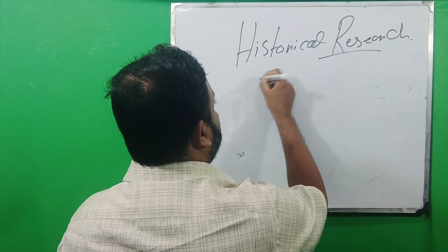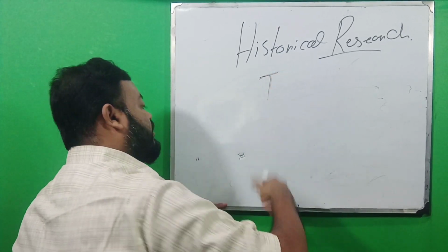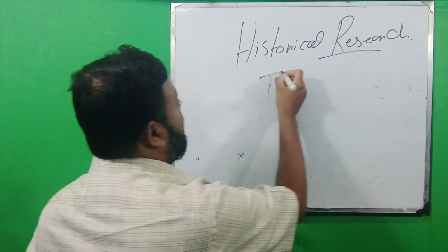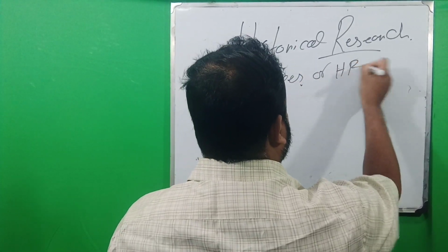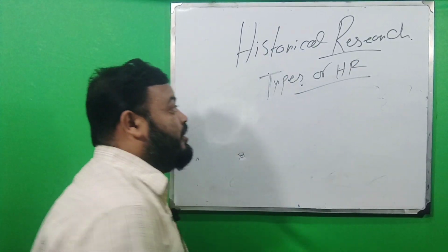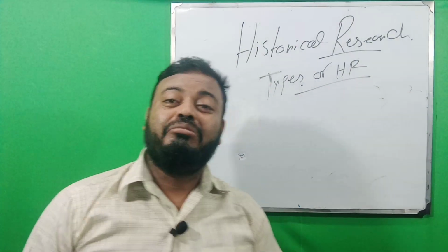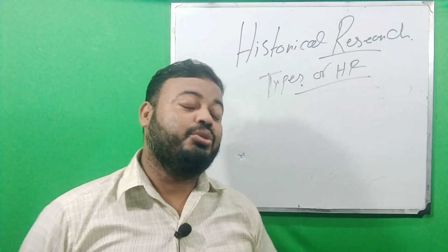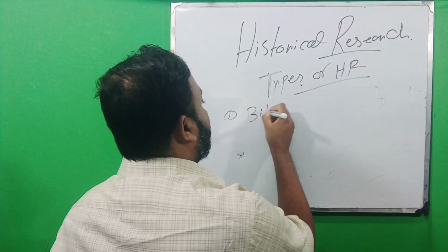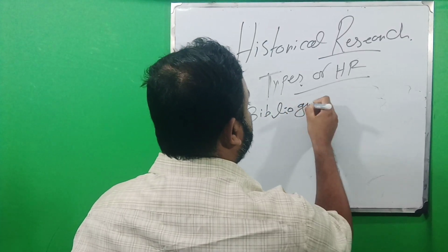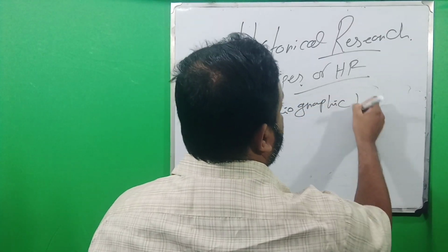So, types. Types of historical research. Here there are four types of historical research. Number one is bibliographic research.